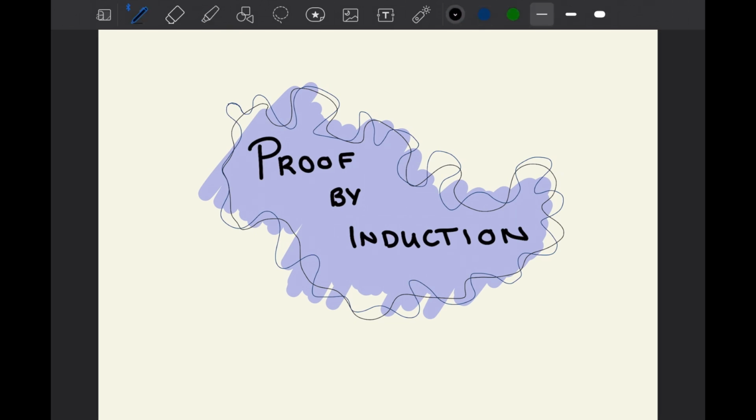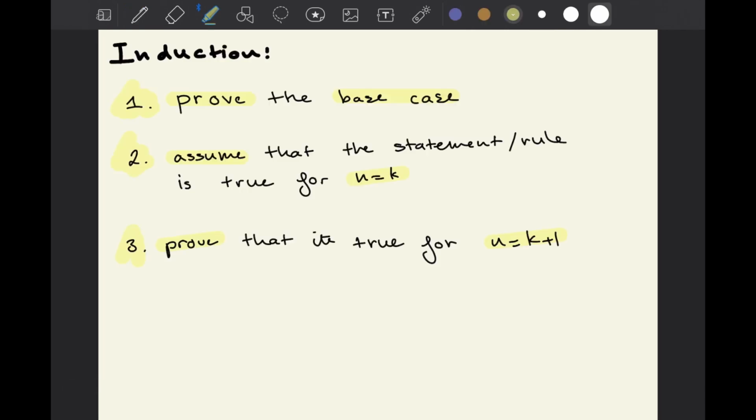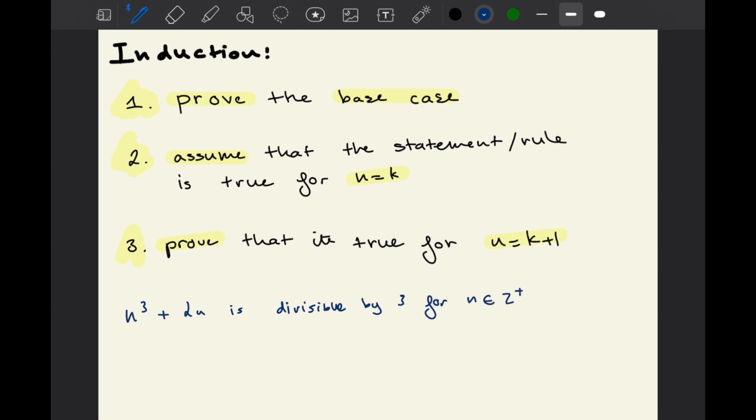So first of all, let's start off with the general method. Proof by induction is pretty simple. The first thing you do is prove the rule or the statement for the base case. This varies for different rules or statements. Let's say the statement you're trying to prove is that n cubed plus 2n is divisible by 3, for n being part of the positive integers. So your base case is going to be n equals 1, because that's the first positive integer.